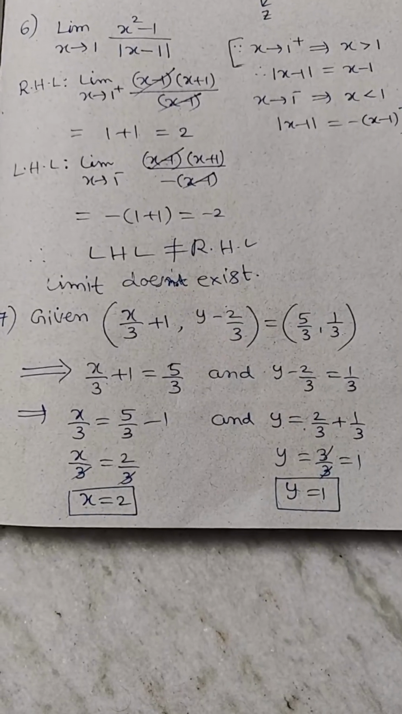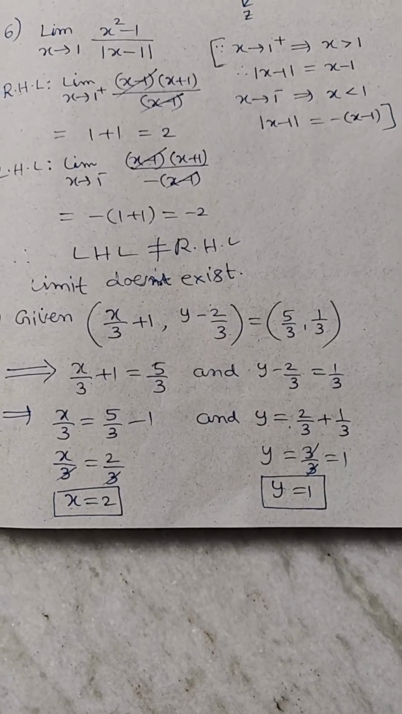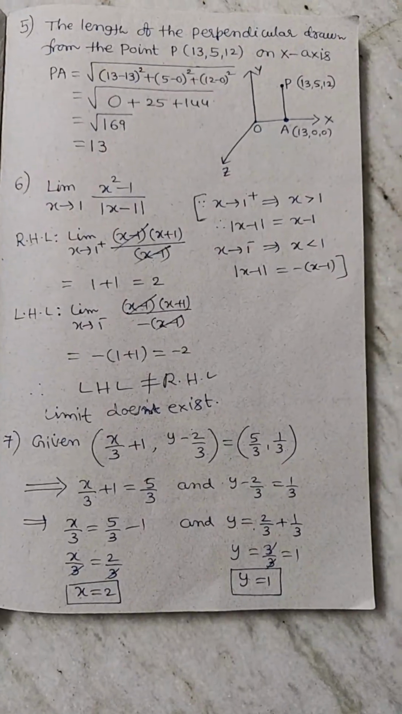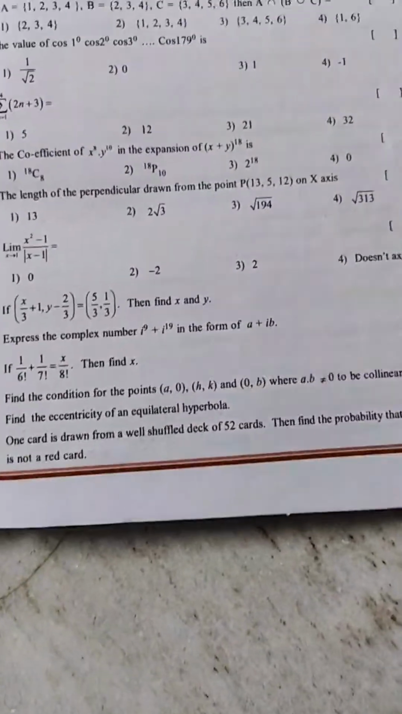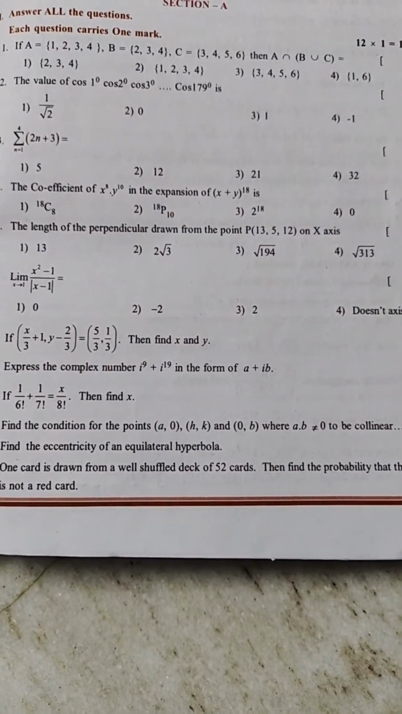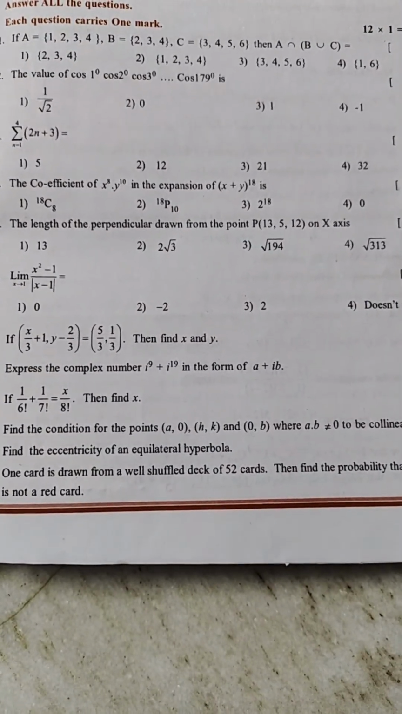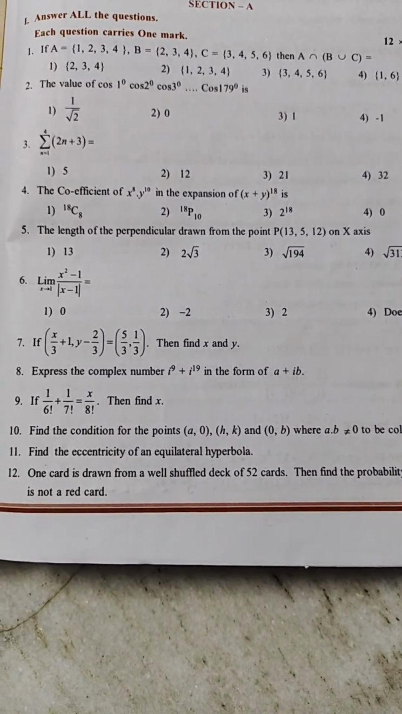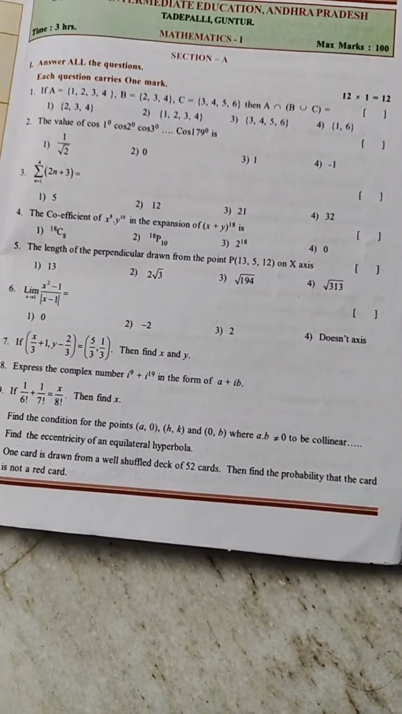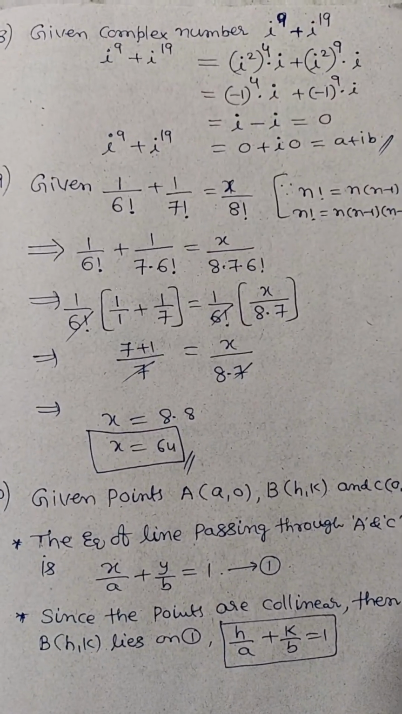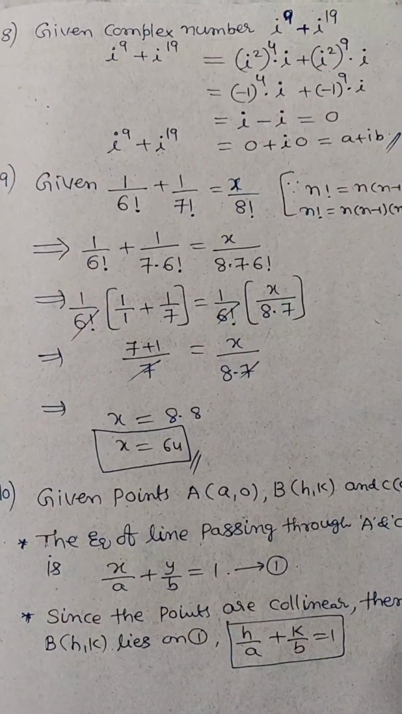So they are asking to find x comma y values. So x value 2, y value 1. I hope you understand, students. We'll move on to other set of questions. So what are the other set of questions? Express the complex number i power 9 plus i power 19 in the form of a plus ib. That is question number 8. See, this is question number 8. i power 9 plus i power 19. This is the given complex number.